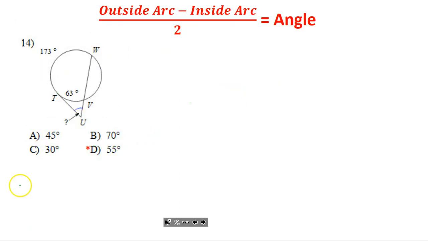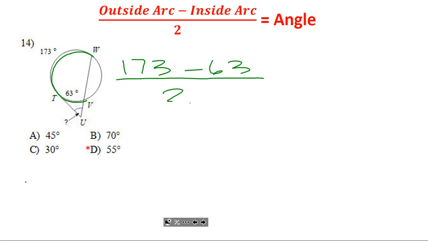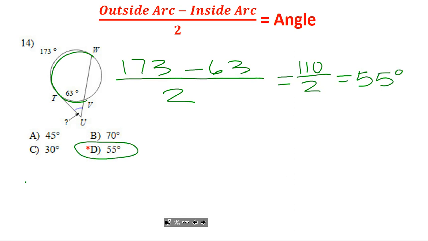Number 14 is another one of those problems where it's outside arc minus inside arc divided by 2. So our outside arc is here. That's 173. This is our inside arc right here, minus 63, divided by 2, that's our angle. So when we subtract 173 and 63, we get 110. Divided by 2, that's 55, which was our answer right there.